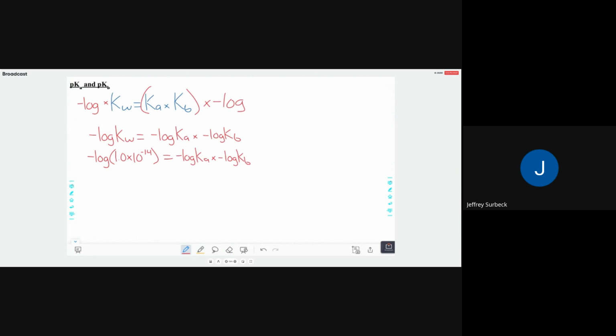And then I want to look at this. Remember, this is a normal logarithm here. So all we have to do is put this in my calculator: negative log of 1 times 10 to the negative 14th. I press enter and I get exactly 14 on this side.